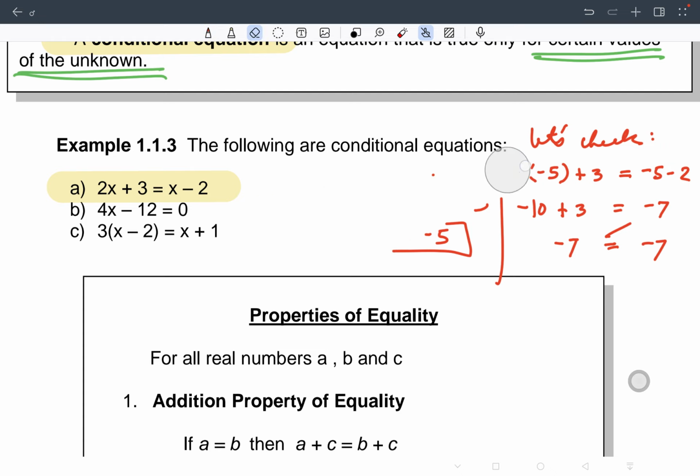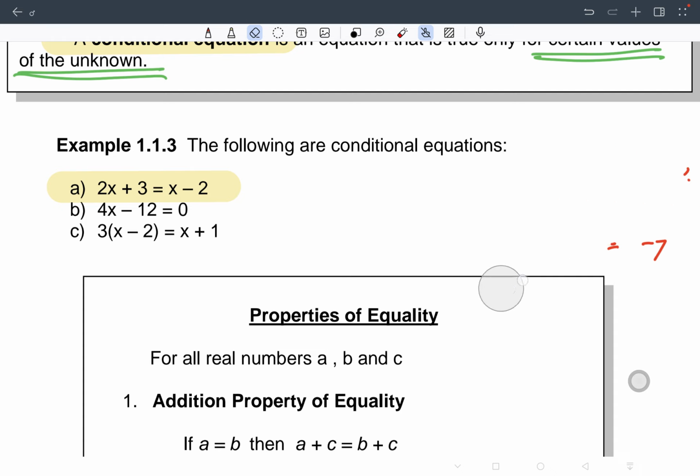So, let us try again to solve the second equation. For what value of x will satisfy the second equation, 4x minus 12 equals 0. 4x minus 12 equals 0. So, there are just two terms. One with the variable x, 4x, and the other is a constant, negative 12. So, let's just put negative 12 to the right side of the equation.